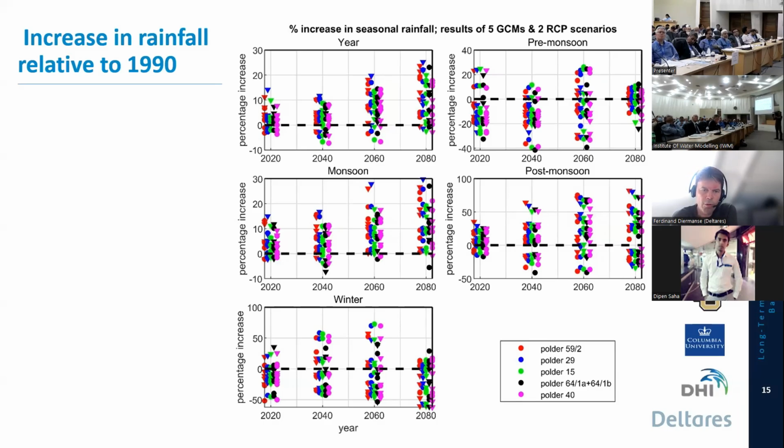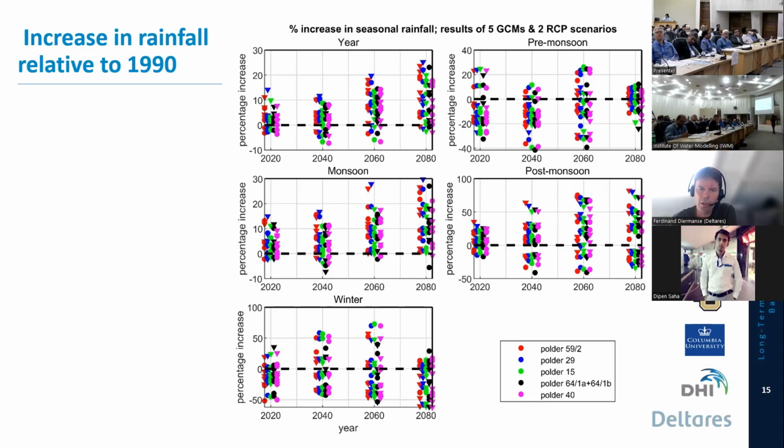Then in each plot, you see 4 different years, 2020, 2040, 2060, 2080. You see that at the horizontal axis. So that shows the year for which the projection is made. And the projections are all about the percentage increase or decrease in rainfall compared to the reference situation. And the reference situation is the year 1990.